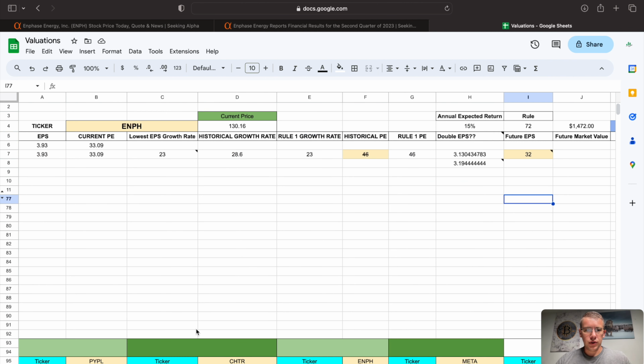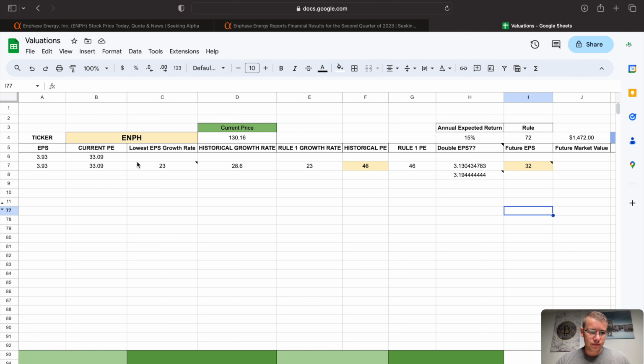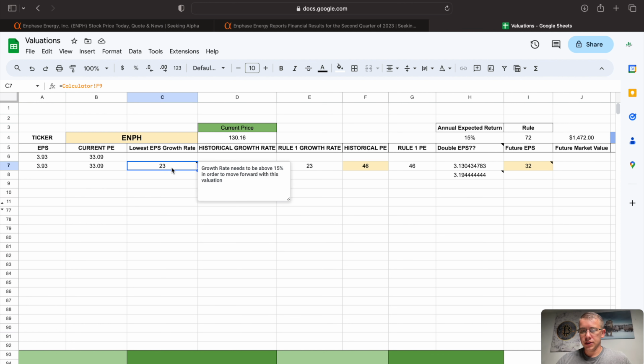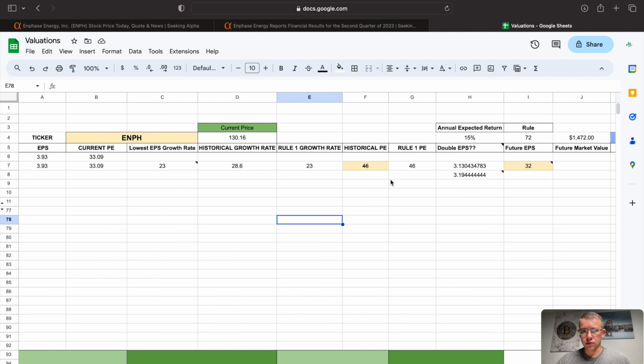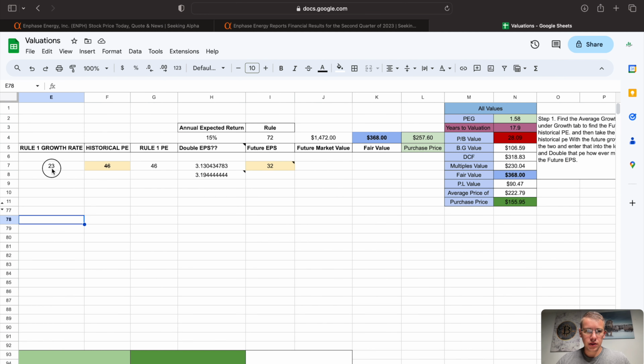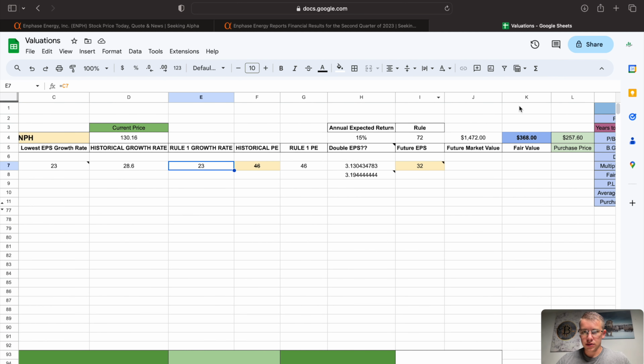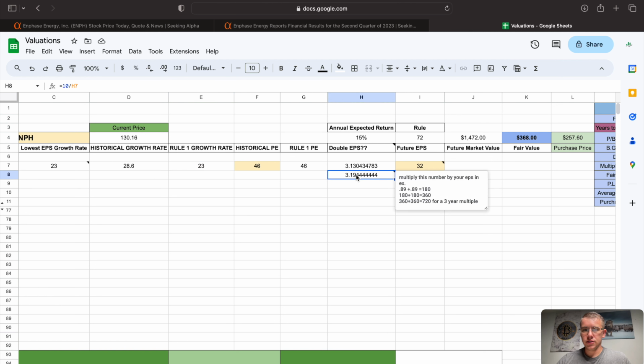Over here, we have Rule 72. Type in our ticker. Currently earnings per share is 3.93, lowest growth rate 23%. We come over to here, 23 goes into 72, 3.13 times. How many times is 3.13 going into 10 years? Being 10 years is the future price of this company. Well, it goes into it 3.2 times.